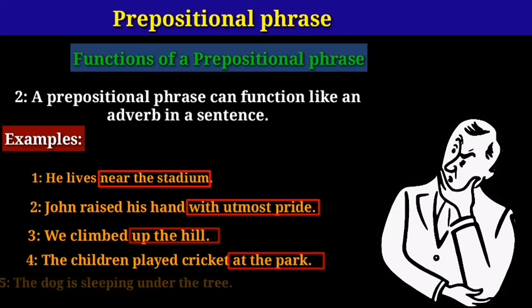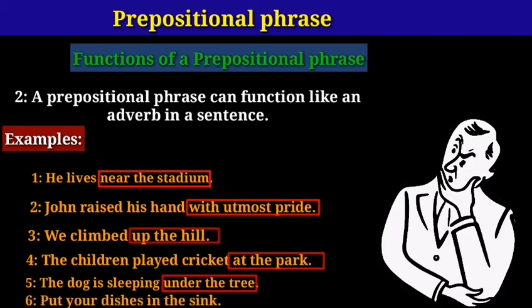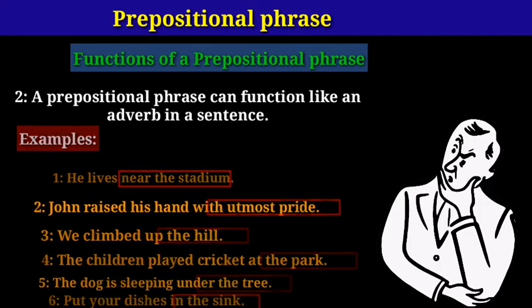The dog is sleeping under the tree. Where is the dog sleeping? Under the tree. So again, under the tree is a prepositional phrase because it starts with a preposition, there is no subject-verb combination, and it is a group of words, and here it functions just like an adverb. So that is why sometimes it is called an adverbial phrase. Put your dishes in the sink. Here in the sink is a prepositional phrase, but here it functions just like an adverb.